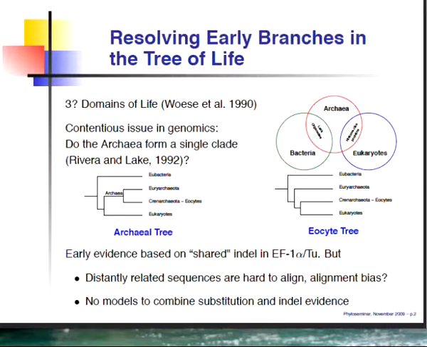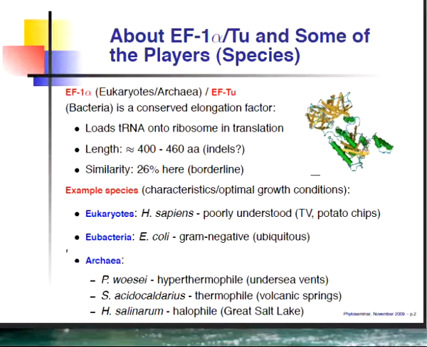Additionally, at least at the time, there were no joint models that were able to combine both information from shared substitutions in molecular sequences and shared insertion-deletion events. So I'm going to start off by talking a little bit about the data that we're going to return to in this problem, and that's the elongation factor. It's called EF1 alpha in the eukaryotes and in the archaea, and it's called EF2 in the bacteria.